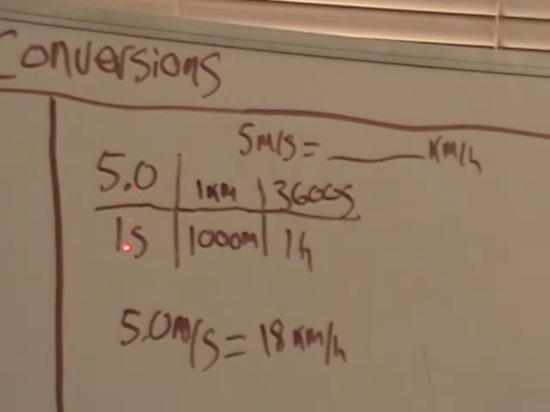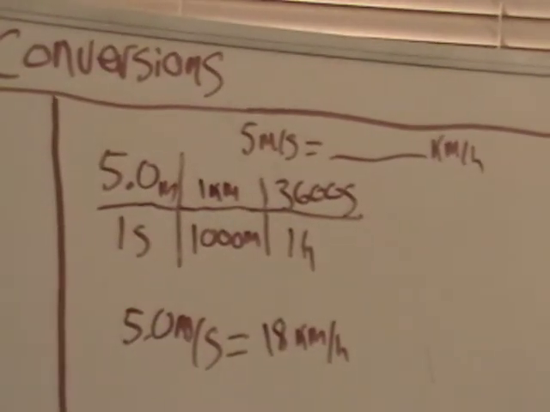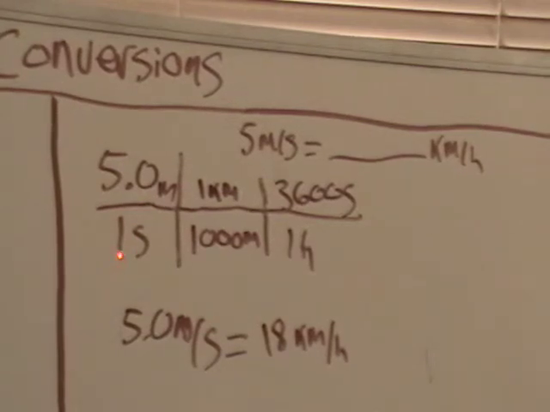For now, we can just completely ignore this 1 second until the next step, because we're going to do the exact same thing. We write down what we know. We know there are 5.0 meters in 1 second. From there, let's just ignore this for the time being, and do what we did in the previous example. Let's convert 5.0 meters to kilometers.